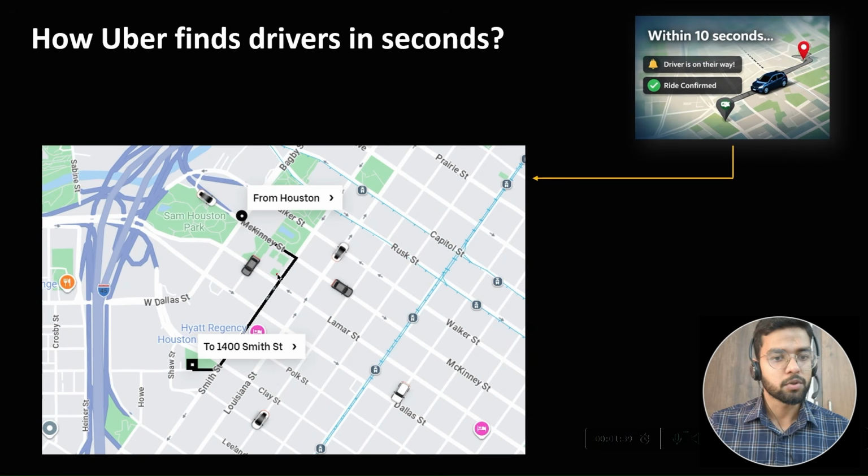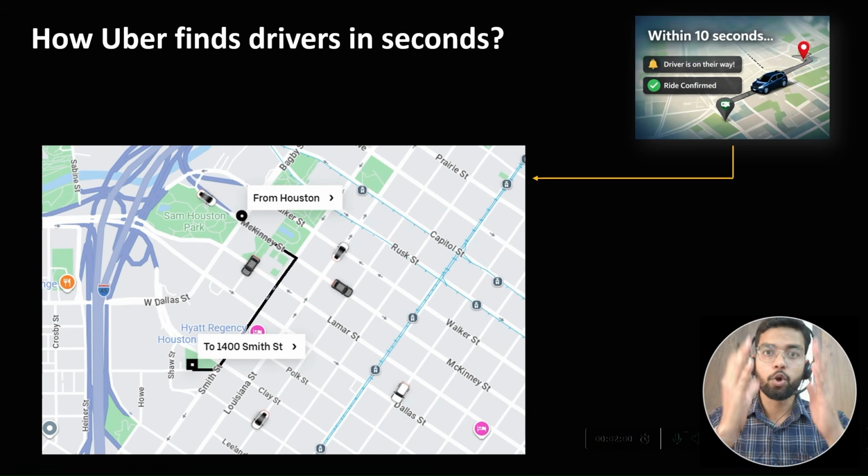So suppose this driver, after a few seconds, appears to be here, here, or somewhere else. Just like it happens in actual Uber, Ola, whatever. Now just a few questions for you. How does Uber instantly know which driver is closest to you?